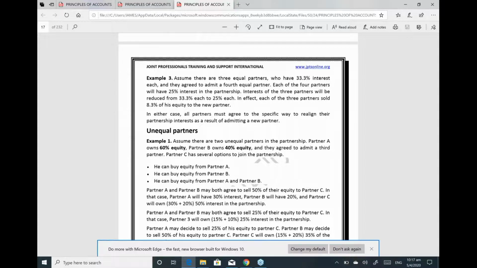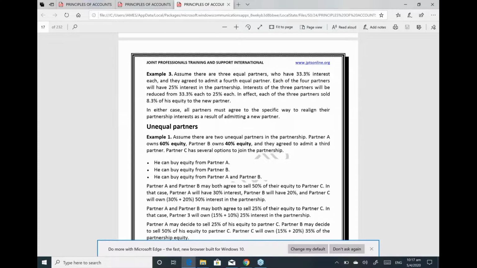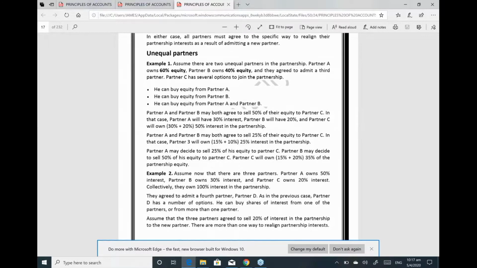Now we are looking at equal partners. Example: assume there are 2 equal partners in the partnership. Partner A owns 60% equity, partner B owns 40% equity, and they agree to admit a third partner. Partner C has several options to join the partnership. He can buy equity from partner A, he can buy equity from partner B, or he can buy equity from partner A and partner B.